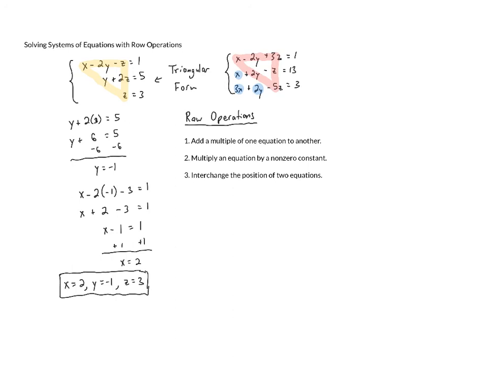There's a name for this process of getting a system of equations into triangular form, and this is called Gaussian elimination. It's named after the mathematician Gauss. It ends up being very, very useful. And in the next video, we will use Gaussian elimination to get this second system of equations into triangular form, and then we'll finish solving it using substitution.